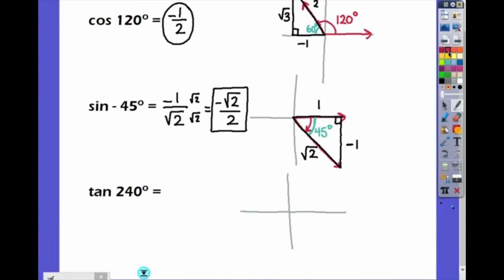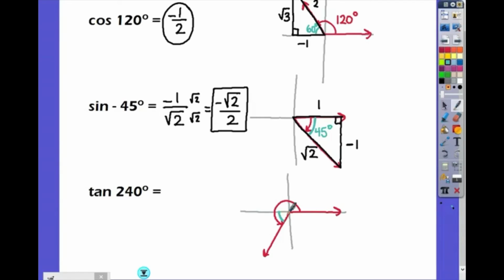240. Let's see if we can draw that. So we'd get ourselves to 180. And then go a little further. That's almost to 270, isn't it? Only 30 degrees away from 270. So now where's the reference angle? It's the one right in here, the one that brings us back to the x-axis.